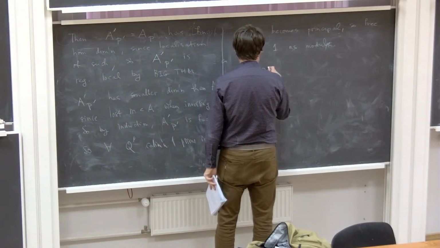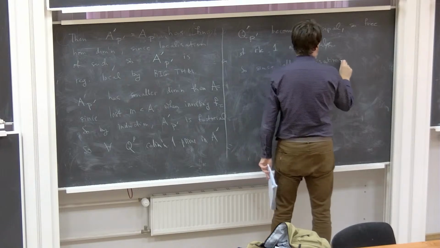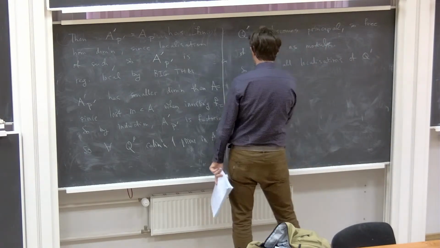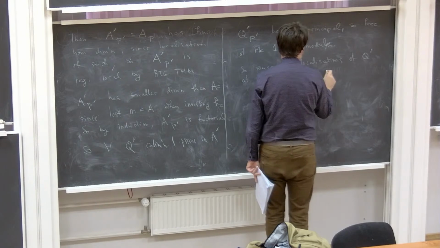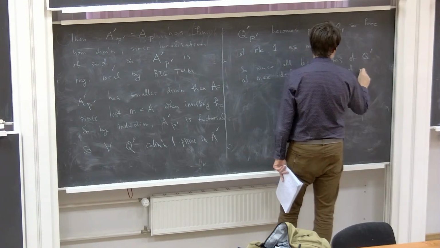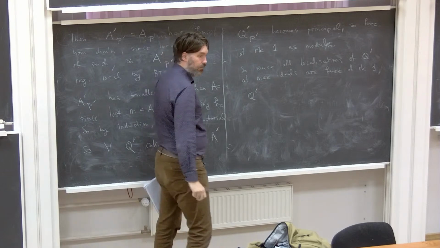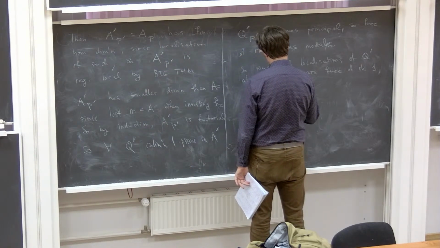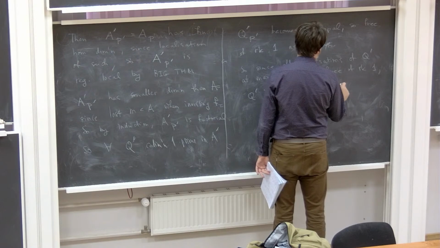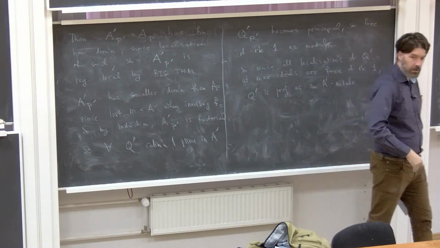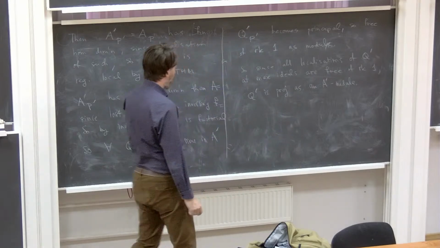So since all localizations of Q prime at maximal ideals are free of rank 1, Q prime itself is projective as an A prime module, by this characterization of finitely generated projective modules in terms of the localizations being free. Okay, good.